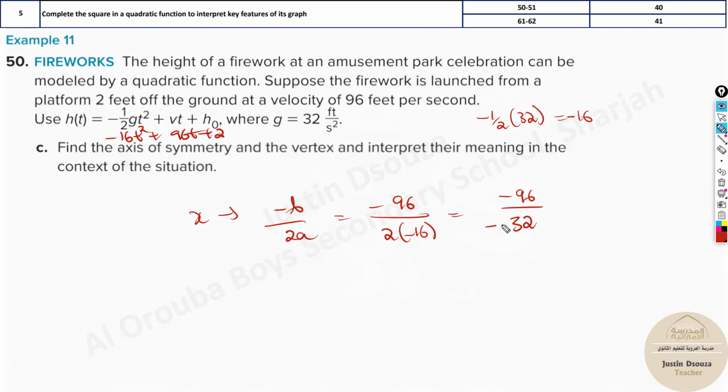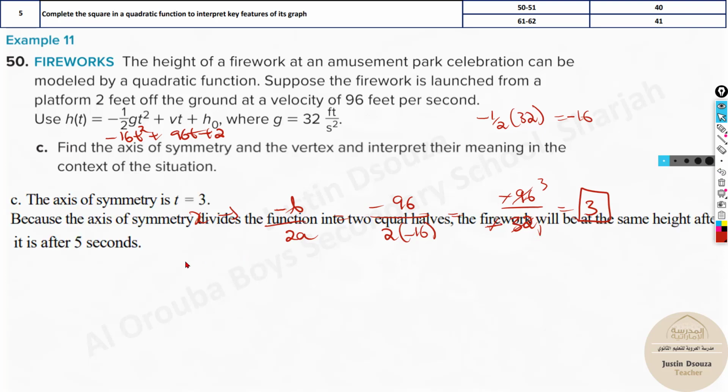Now minus and minus cancel off, it becomes plus. 32 one time, 32 three times makes 96. Because why 3 over here? It's very simple. So the x value is 3. That is the axis of symmetry as well. Since it's not x over here, it's t, we say t equals 3. That's it.